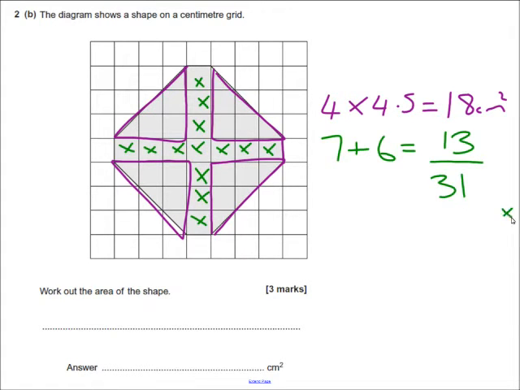Again, don't be embarrassed, use a calculator to do all your basic calculations. And that is 31 centimetres squared, which is 1 mark for our correct answer, and the other 2 marks, for the 3 marks in total, are for some form of working out to show how you got the area of the triangles and how you got the area of the 2 lines going up and down.